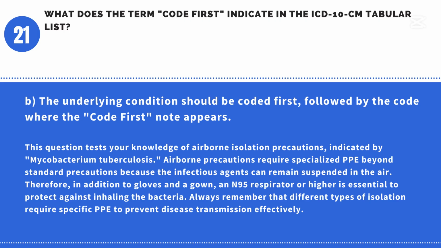For instance, if a code for a neurological symptom has a code first note referring to diabetes, it means you must code the diabetes first, then the neurological symptom. Always follow code first notes precisely for correct sequencing.